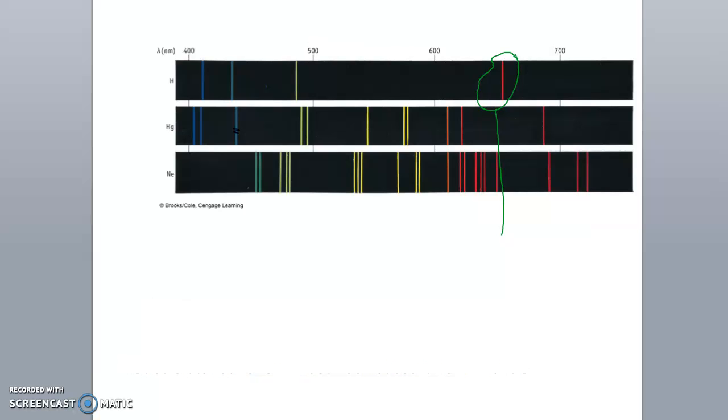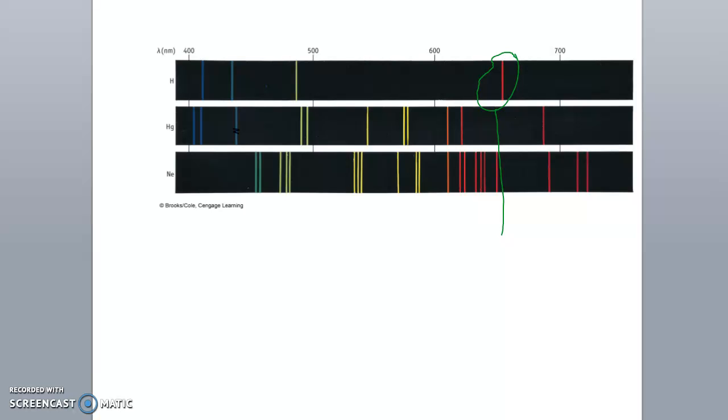This is something that's called a bright line spectrum, and it's kind of like looking at a source of light through a prism that can separate the light into its different wavelengths. So the top strip here is hydrogen, and I'm just going to focus on this. I can see 4 different lines in that, and I have one circled, and that's a red one.